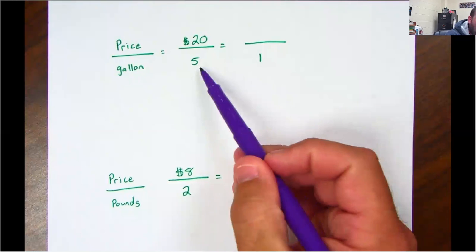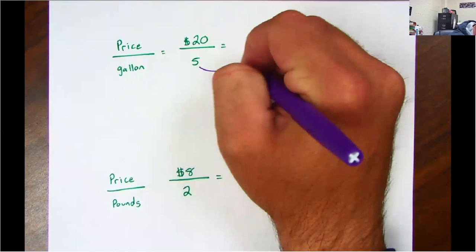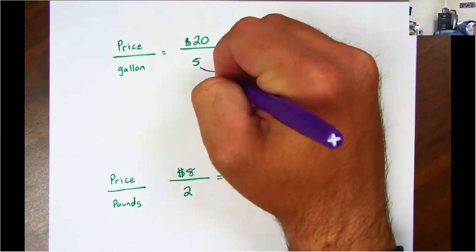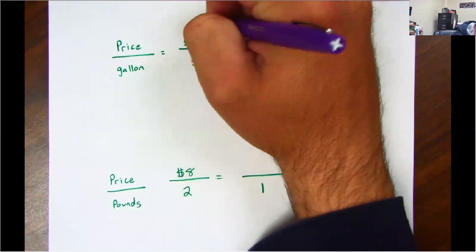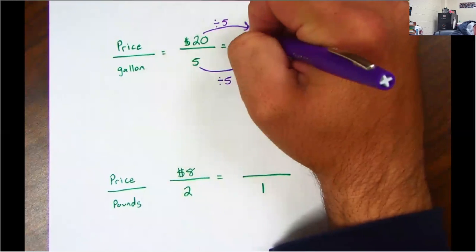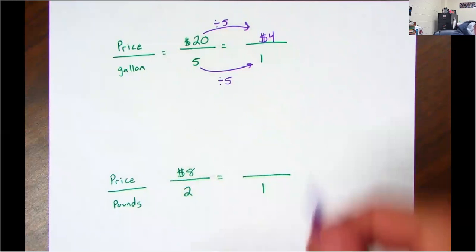All right. So to go from 5 to 1, you divide it by 5. So 20 divided by 5 is 4. So it's $4 per gallon of gas.